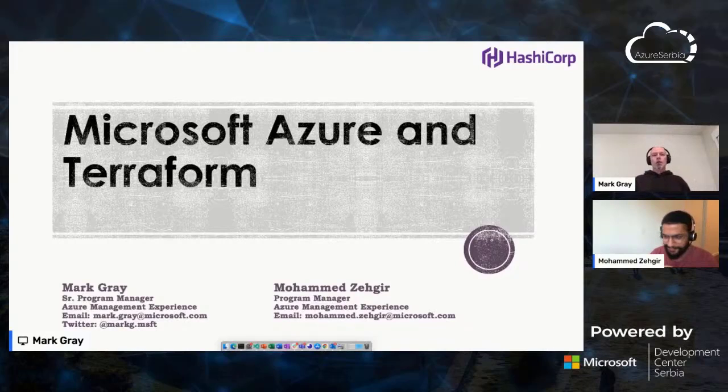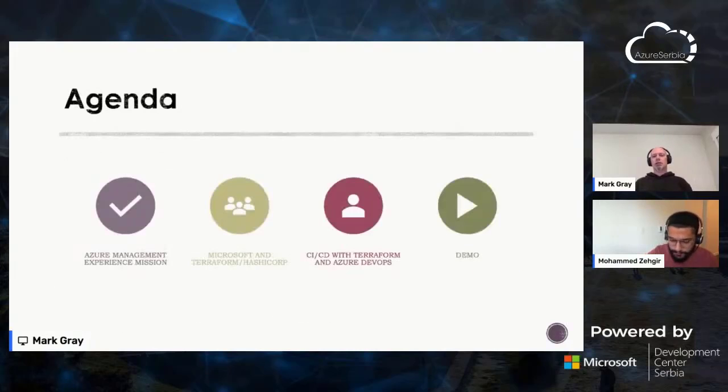Cool. All right. So we'll start by talking about what our team does so that you can get an idea of where our focus is and why you should be excited about what we're doing. We'll give you an introduction to our team, what we do, what our mission is, and all of those kinds of things. We'll talk about Microsoft and HashiCorp. Obviously Terraform is not a Microsoft product, and we'll talk about the relationship there and let you know what's going on now and in the future.